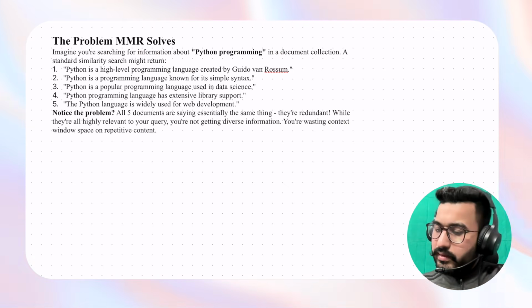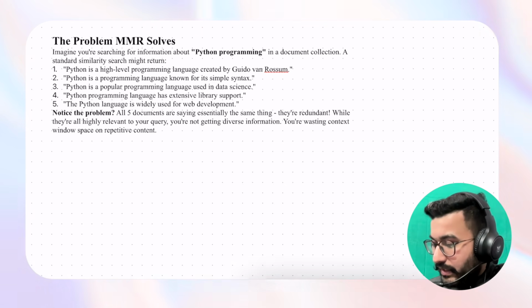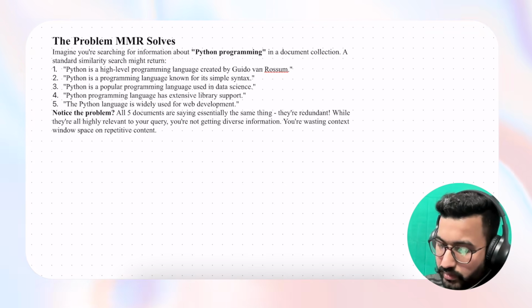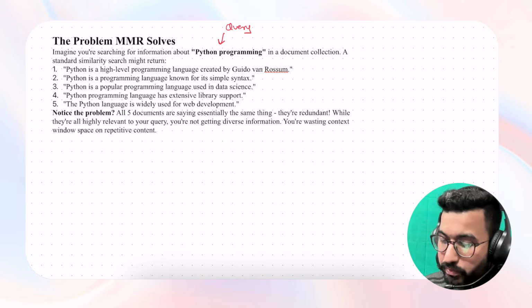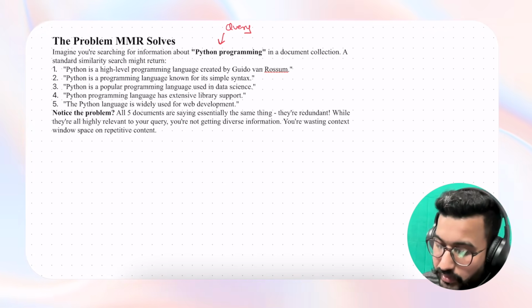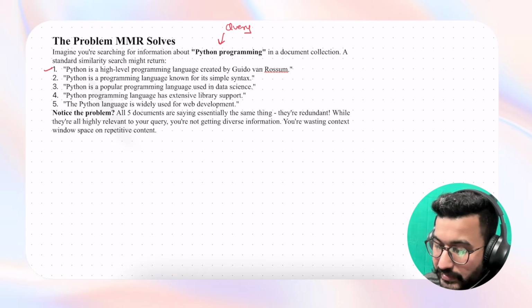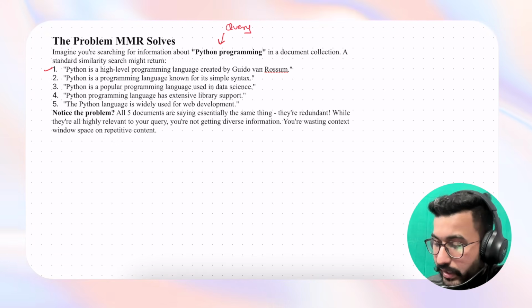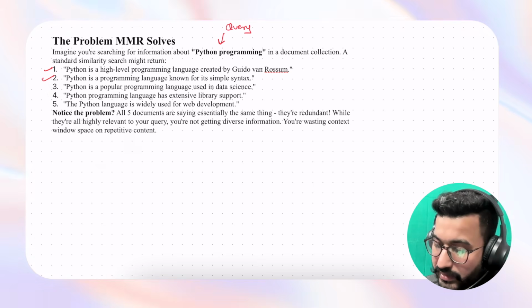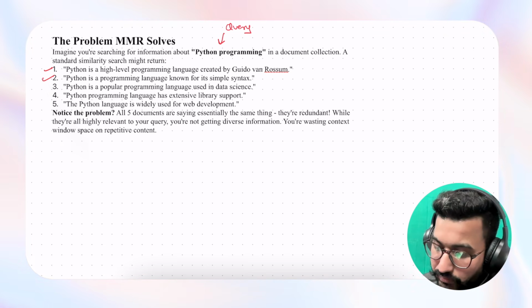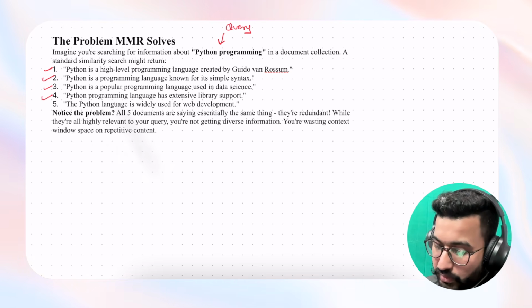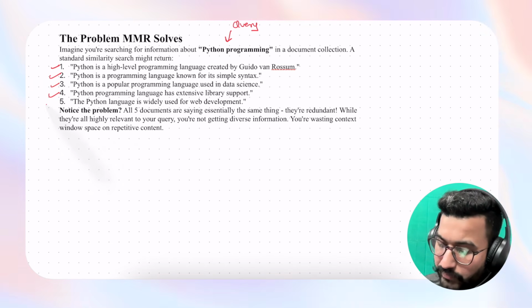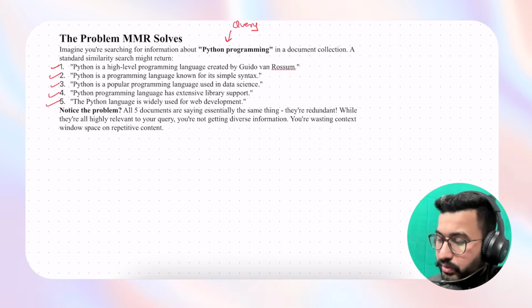So what happens is, let's say if this is your query, Python programming, then what you get in the output, if your value of K is 5, is this. Python is a high level programming language created by this person. Second is Python is a programming language known as simple. Then third one, Python is a popular programming language. Then fourth one, Python programming language has extensive. Python language is widely used. Now, as of now, you will agree with me that this is good.